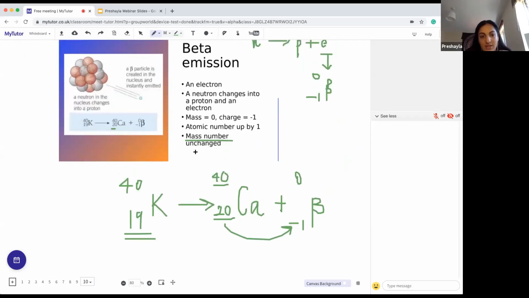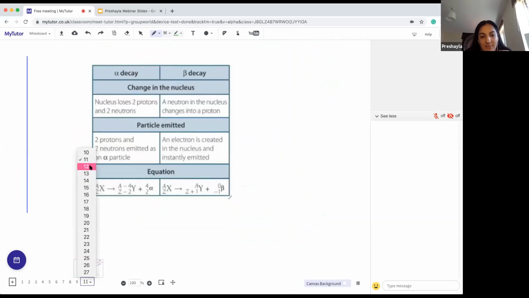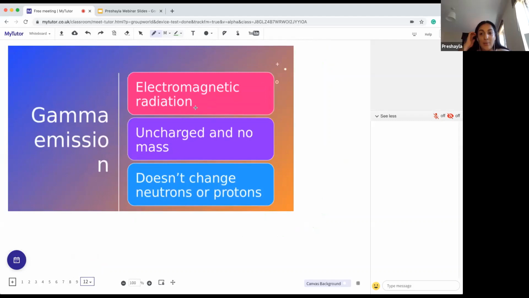So these are our radiation equations. Finally then, let's look at gamma. All gamma is electromagnetic radiation. It's the easiest one, it's a gamma ray. If you remember back to when we did the electromagnetic spectrum, gamma is that far end of the spectrum, gamma rays, gamma waves, it's just electromagnetic radiation. It's uncharged and it has no mass.